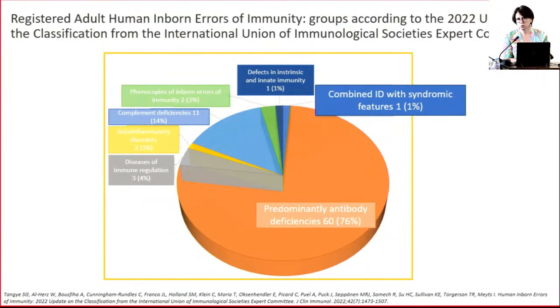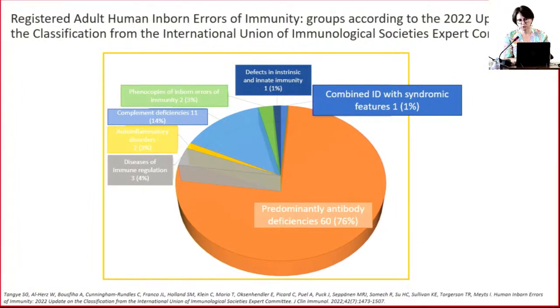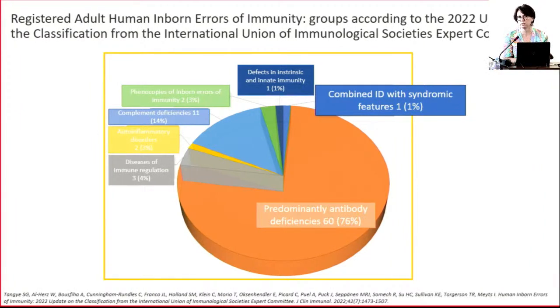These are the diagnoses of the patients we now have in our registry. It's predominantly patients with antibody deficiencies, 76% of all patients. Because these are rather not so severe immunodeficiencies, they frequently manifest in adult age, and they are also diagnosed in a relatively simple way.